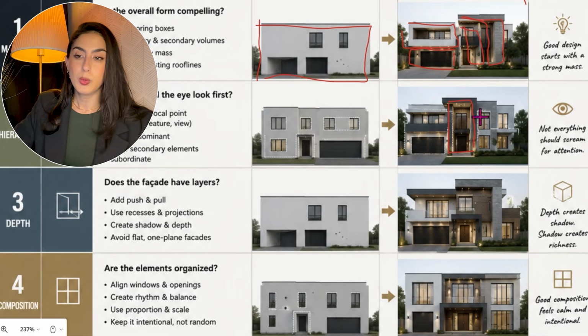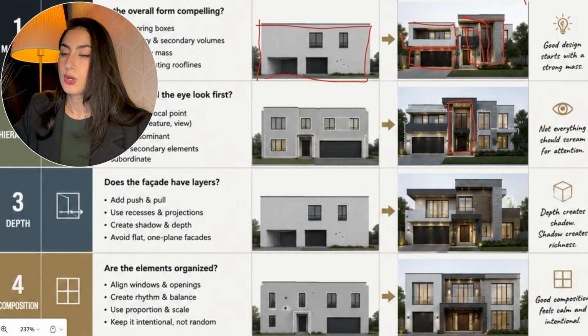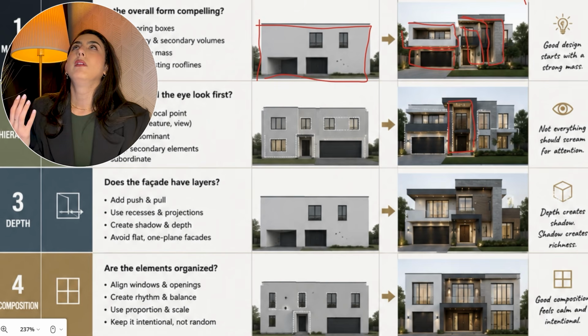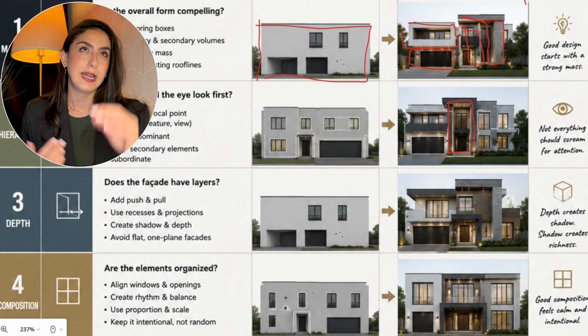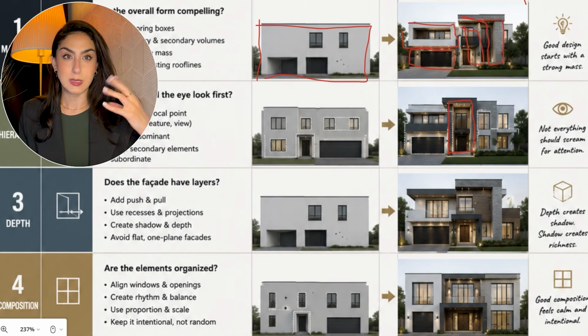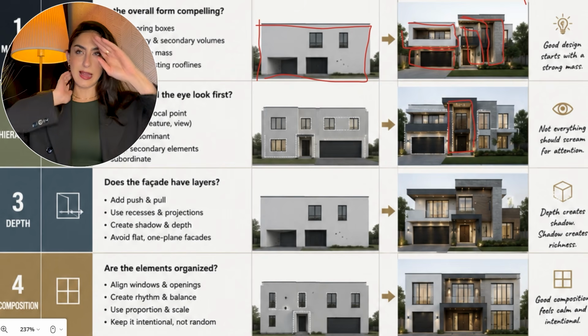Number 3, we want to create depth. Okay, so for depth, we want things to read 3-dimensional. Again, as I always say, architecture is something that's spatial. When the eye looks at a facade, it wants to experience it as a 3-dimensional thing. It doesn't want it to read flat.